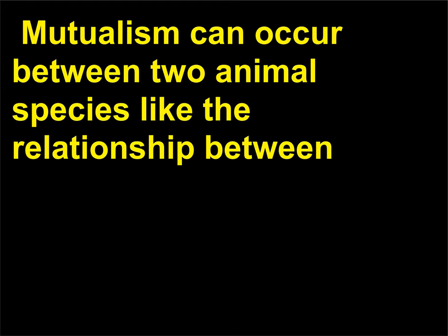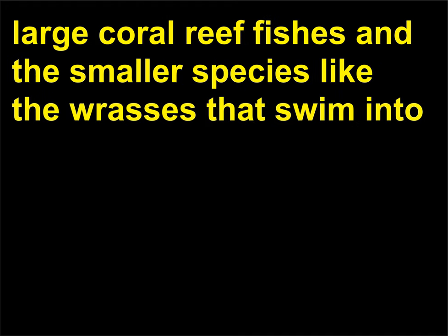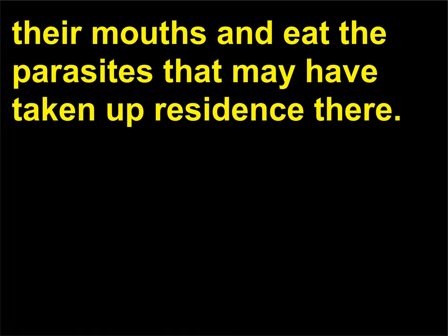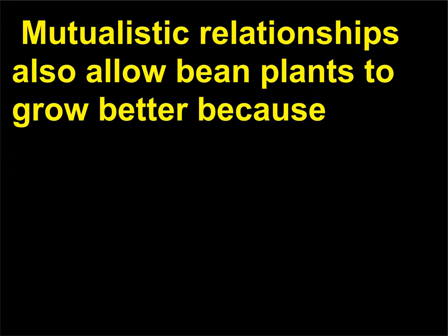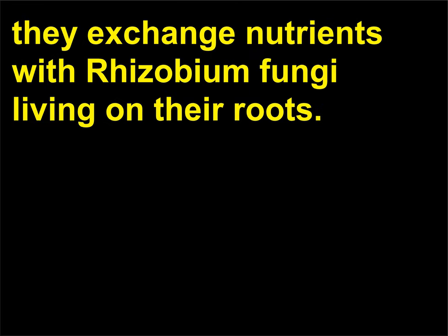Mutualism can occur between two animal species, like the relationship between large coral reef fishes and the smaller species, like the wrasses that swim into their mouths and eat the parasites that may have taken up residence there. Mutualistic relationships also allow bean plants to grow better because they exchange nutrients with rhizobium fungi living on their roots.